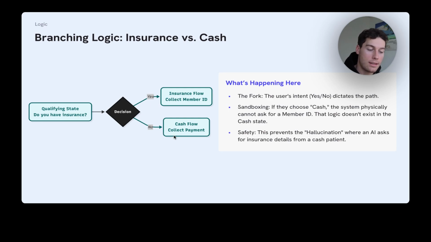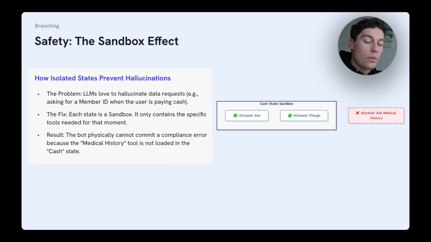Now, this seems obvious. You might be saying to yourself, isn't this just a simple if-else statement? And you're right, but here is the architectural superpower of separating them into two different states, which is called sandboxing. If we look at the cash flow we just entered, the user is here to pay. In a standard wrapper, you would just prompt the model, "you are in the cash flow, don't ask for insurance." But prompt engineering can be weak. If the user tricks it, the model still might ask for an ID.